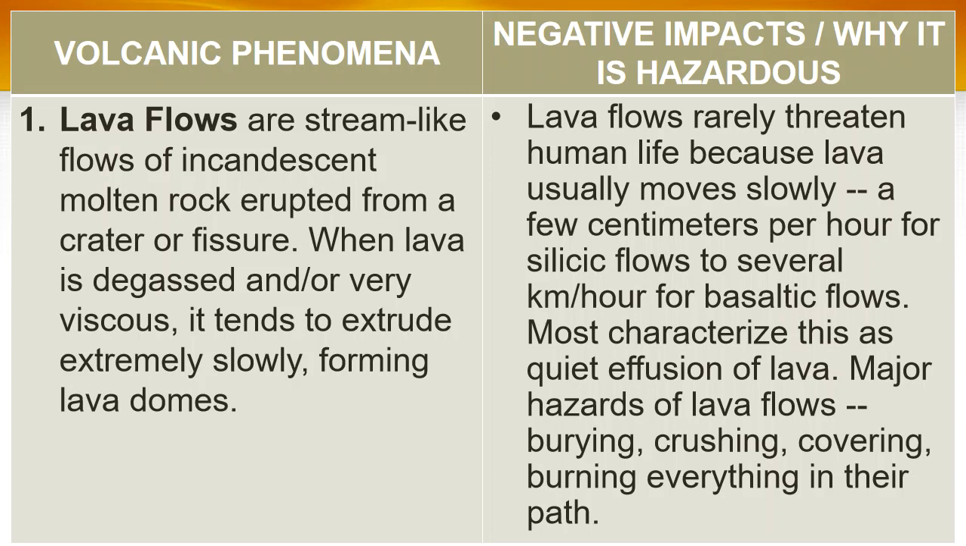So what are the negative impacts and why is it hazardous? Lava flows really threaten human life because lava usually moves slowly, a few centimeters per hour for silicic flows to several kilometers per hour for basaltic flows. Most characterize this as quiet effusion of lava. Major hazards of lava flows are burying, crushing, covering, and burning everything in their path.